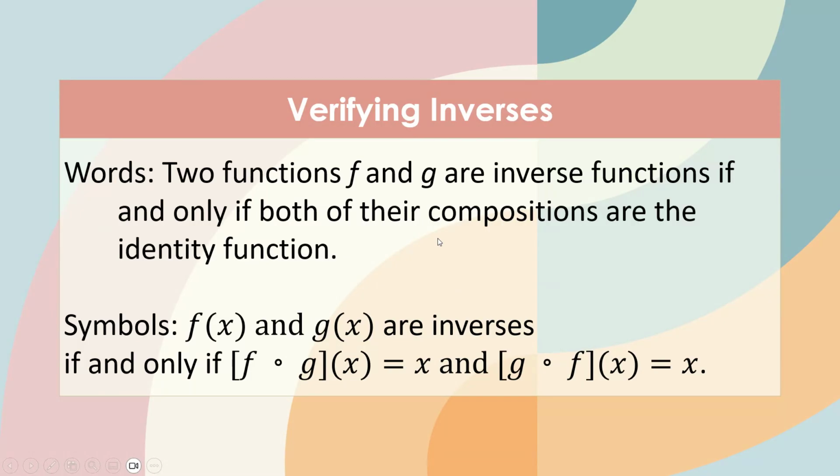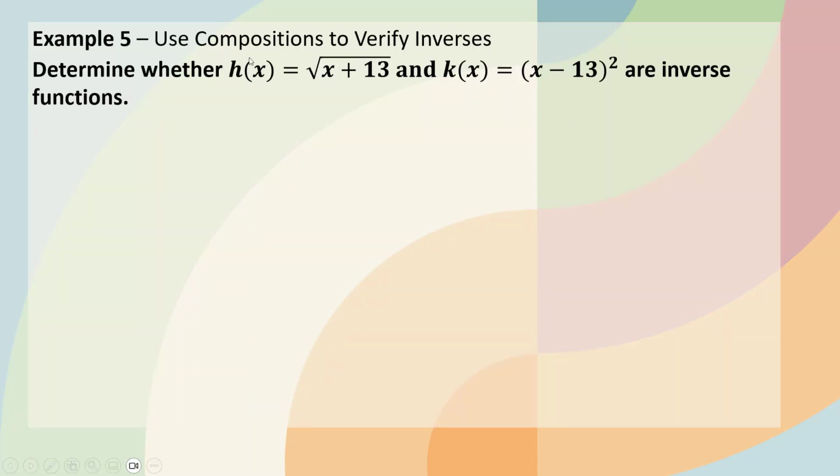We can verify functions are inverses of each other if their composition of functions equals x, or y equals x, which is called the identity function. So recall back to section 6.1 on how to find composition of functions. So our function here, h of x equals square root of x plus 13. k of x equals x minus 13 squared.